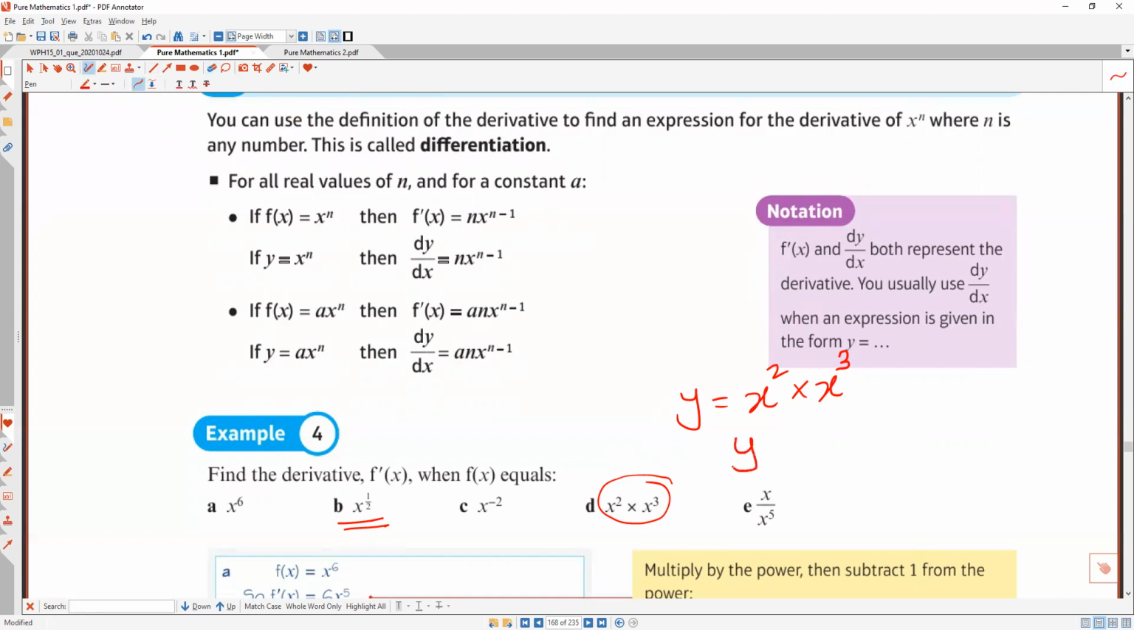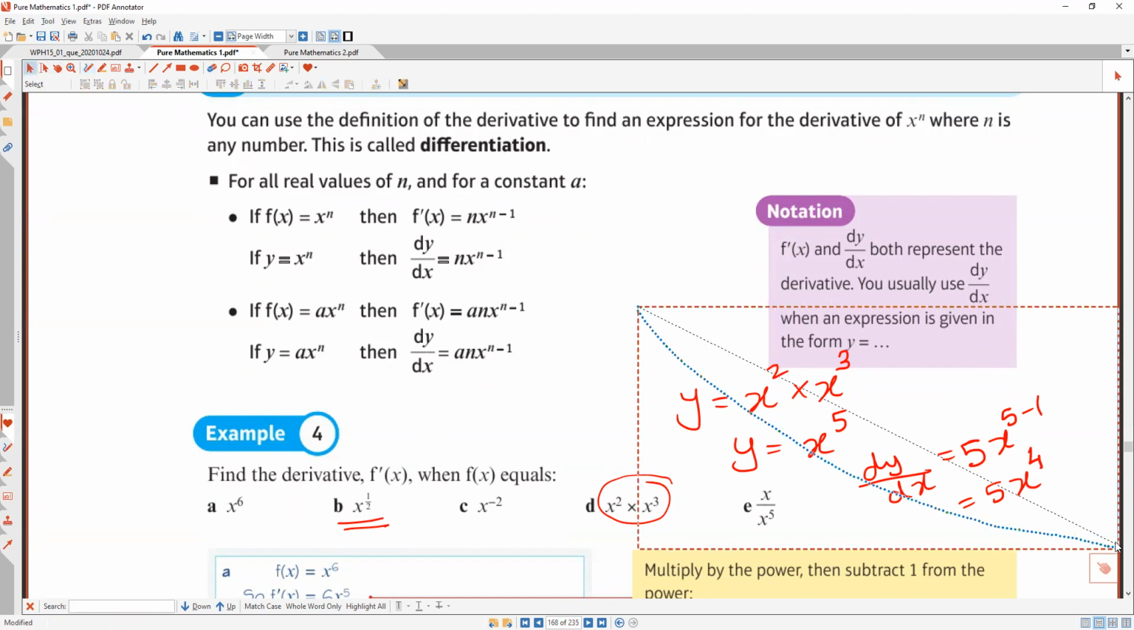So here first you need to write it like this, x raised to 5. Now it is simplified. So if you want to now do differentiation, you'll write dy by dx equals to 5 x raised to 5 minus 1. So 5 x raised to 4. Clear? Okay. Now let me do the e part also.